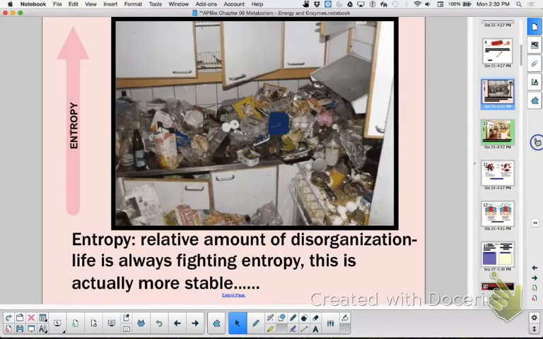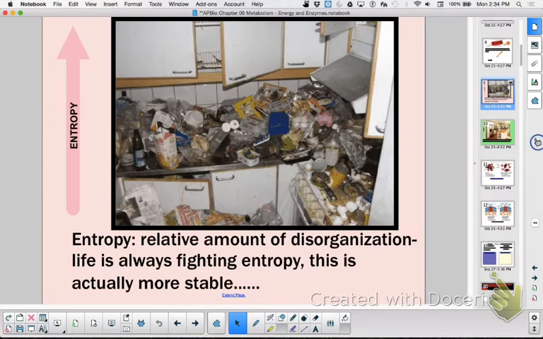Then we started talking about entropy. If you have high entropy, you have a lot of mess, a lot of disorder. And the whole reason we do cellular respiration is to make what? To make ATP, and ATP gives us energy so that we can maintain and not fall apart, because everything wants to go to greater and greater disorder. That would be entropy. So we're trying to always fight it.